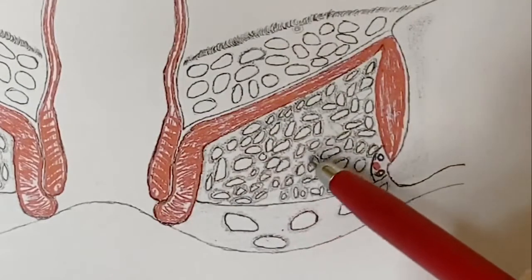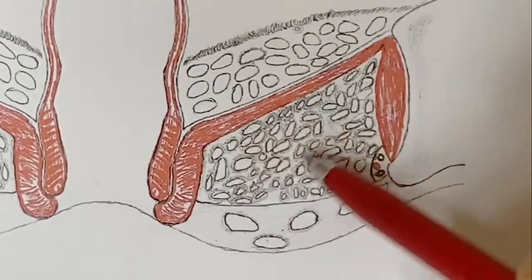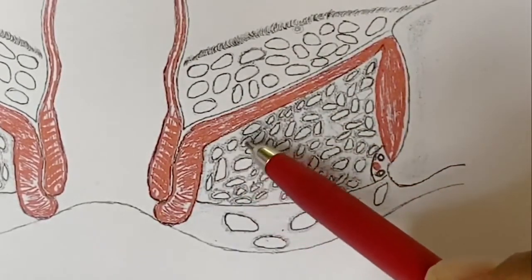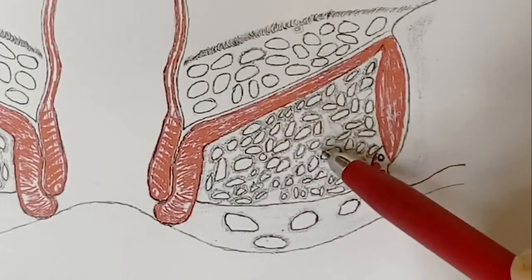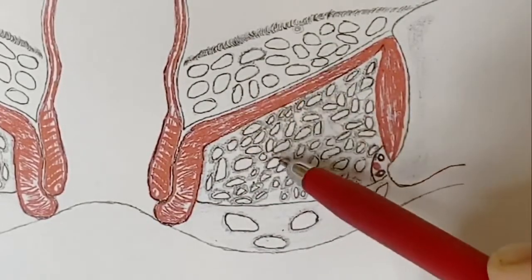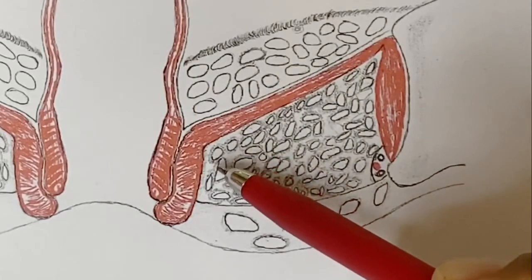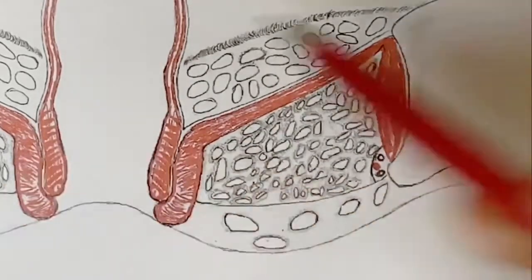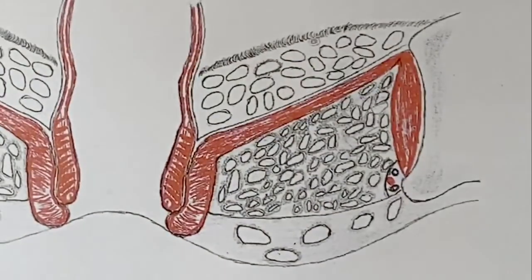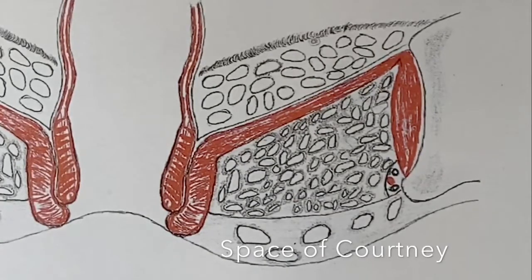So this ischiorectal fossa space, any collection here will be less painful, and a huge collection will be there. So there is a chance of spreading to the opposite side through the space called the space of Courtney.